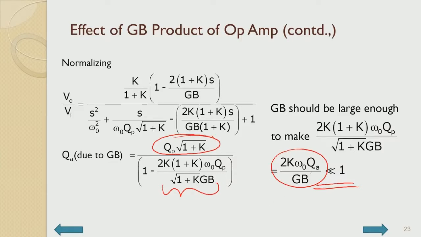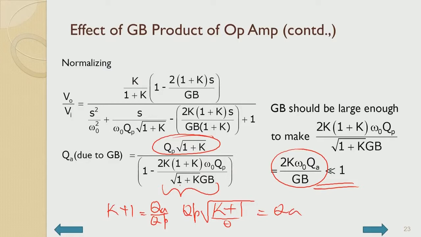Earlier, we had seen that for the inductor simulator, it is sufficient if you have omega naught QA by GB much less than 1. Here, since we are using an amplifier with gain equal to 2K, the phase error has got multiplied by 2K. Omega naught by GB is the phase error. That into Q is to be made much less than 1. So, that means 2K for high Q, because root K plus 1 into QP is equal to Q actual.